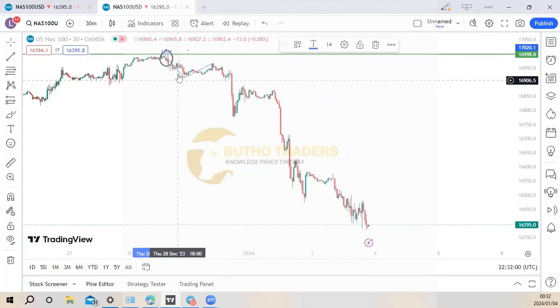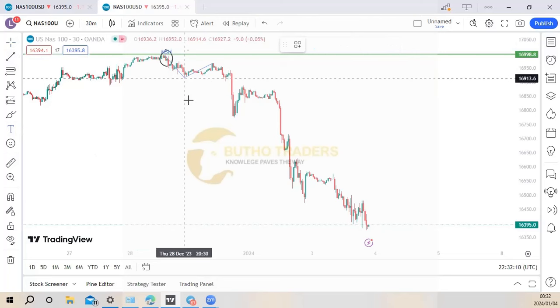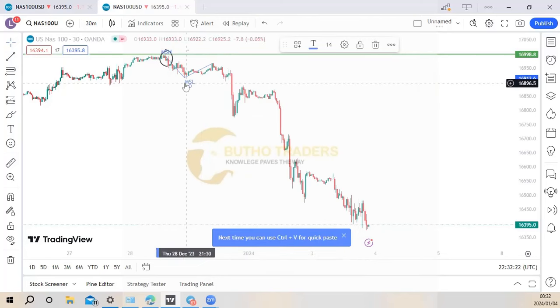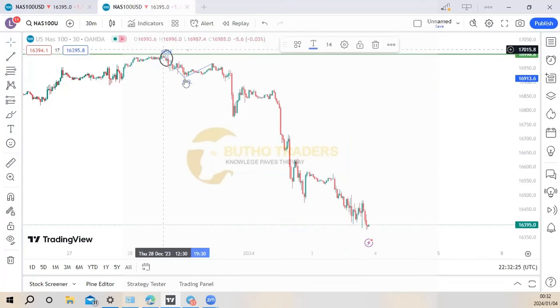So this part, the lowest part of it, becomes our major swing low. So I have to put a text there. MSL becomes our major swing low. So this part came from this high, and it created this low. So it becomes our major swing low.